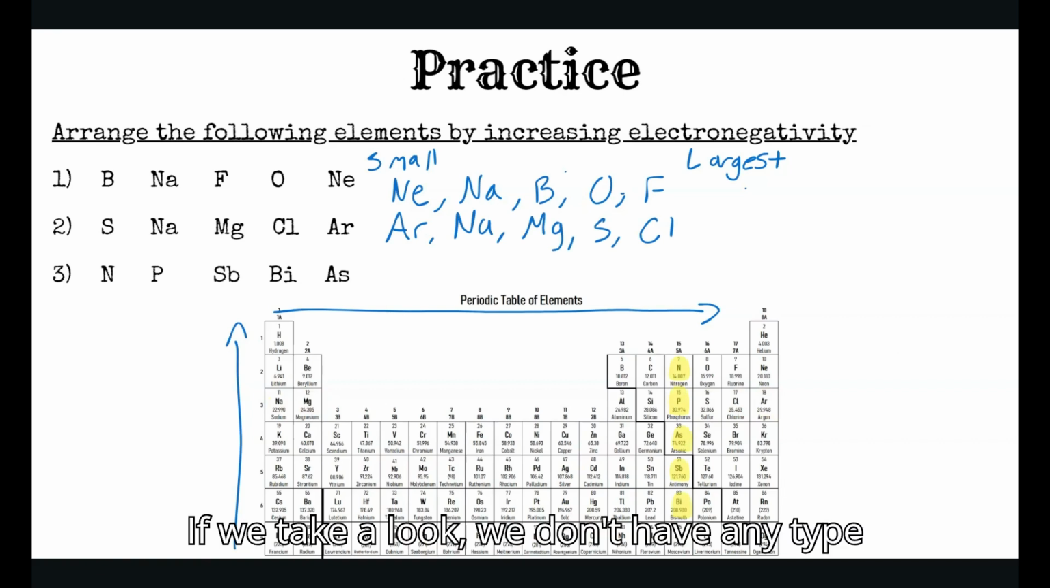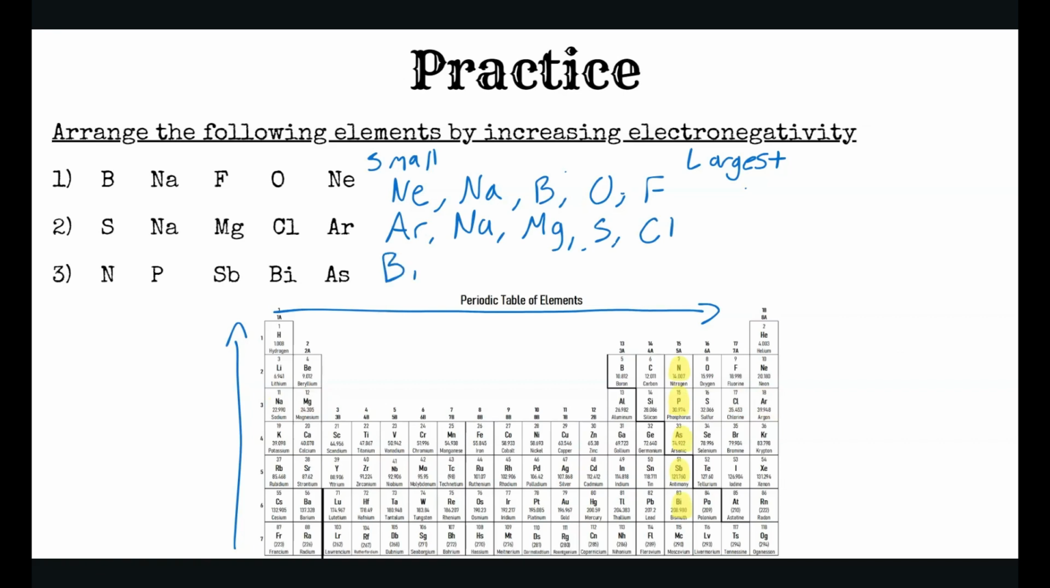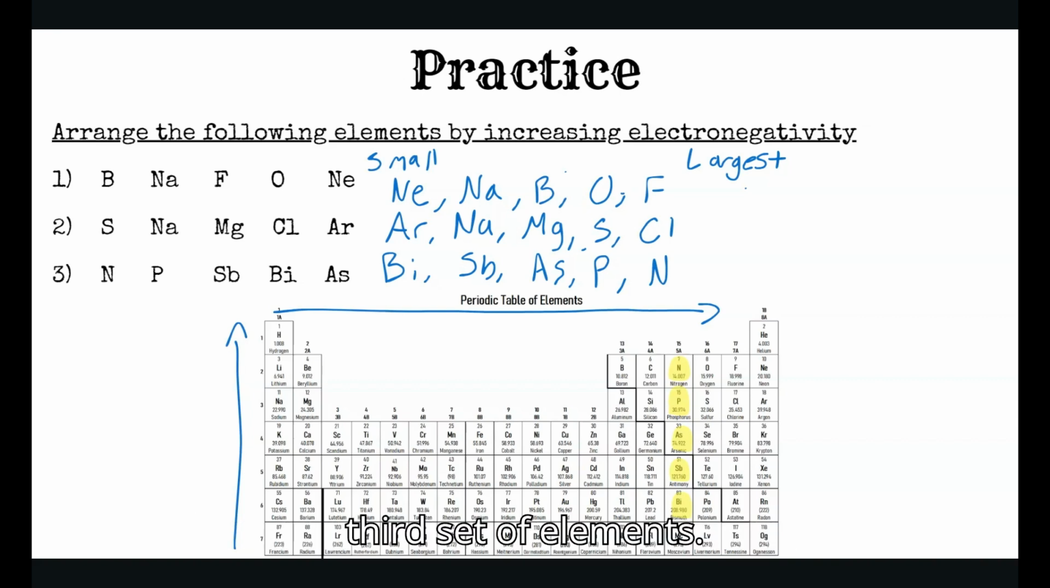If we take a look, we don't have any noble gases for us to be concerned with, so we're able to follow the trend as normal. We're going to increase from the bottom to the top. That means that bismuth will have the smallest electronegativity. After that, it will be Sb, and then As, then P, and finally N for nitrogen. So that will be increasing electronegativity for that third set of elements.